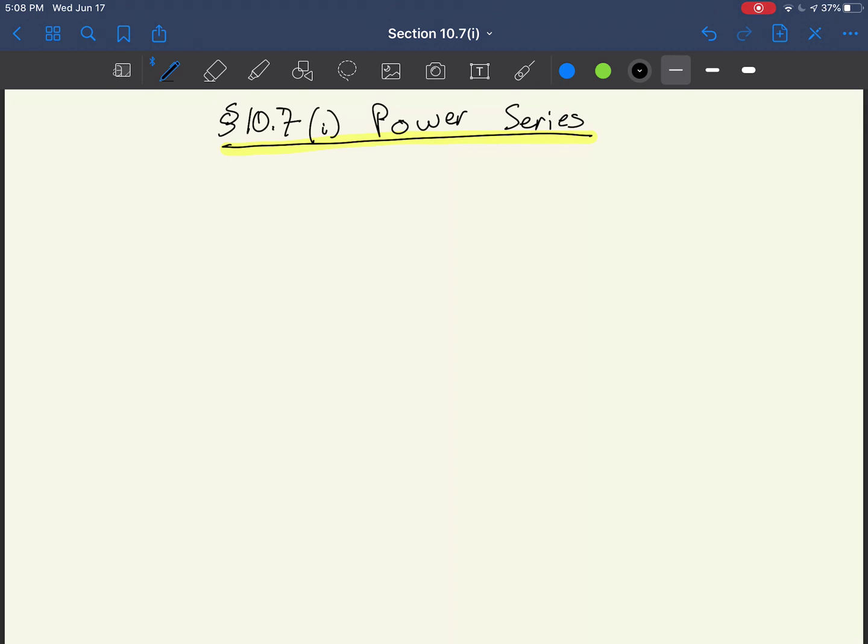Hello and welcome to the first part of section 10.7, power series. This is a slightly longer section, so I decided to break it into two parts.